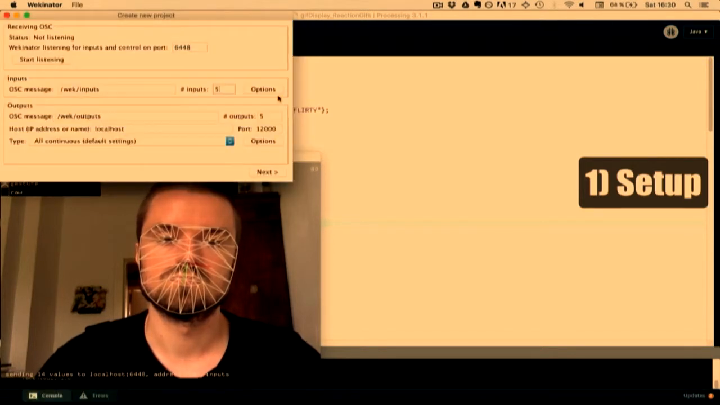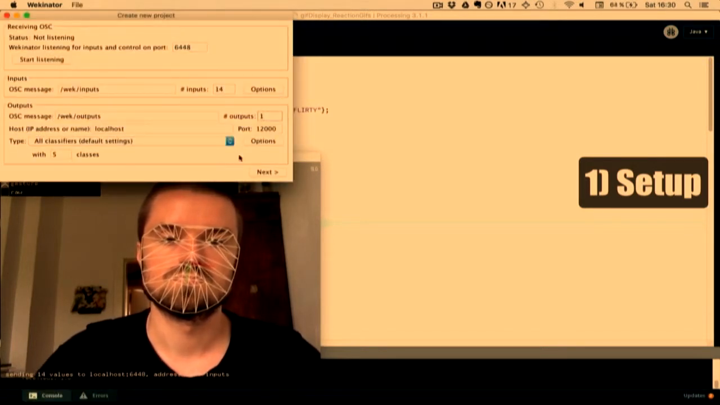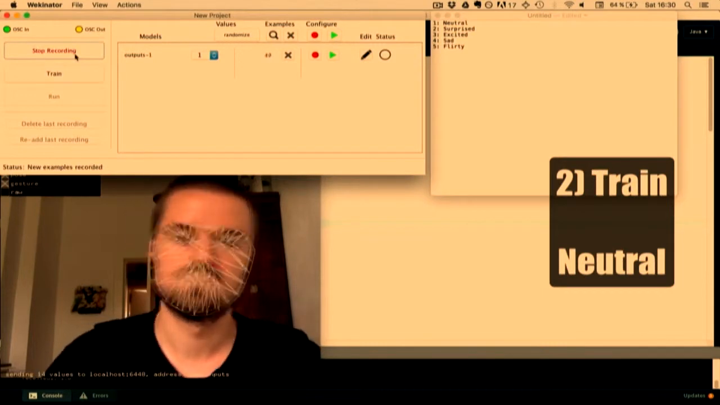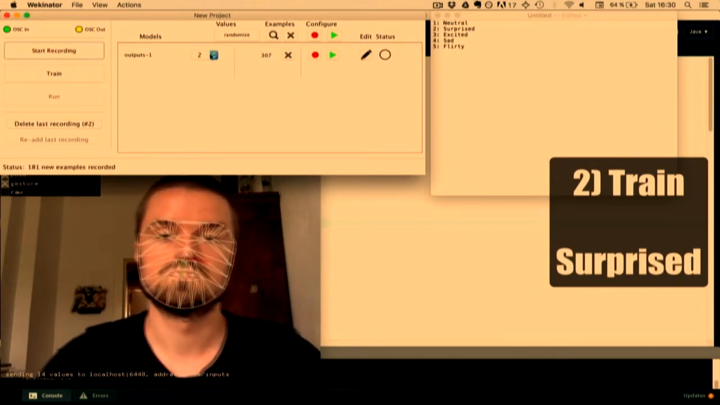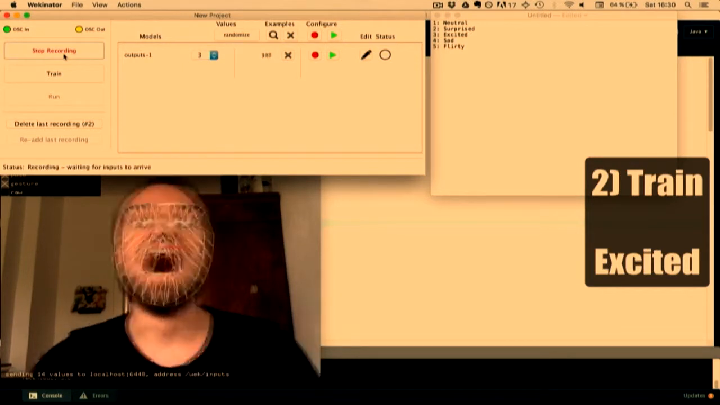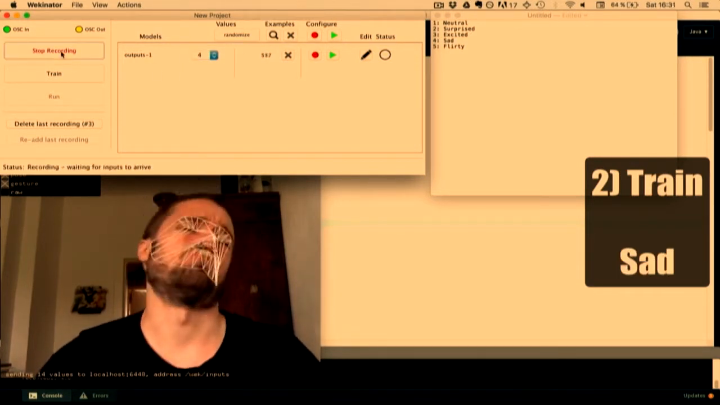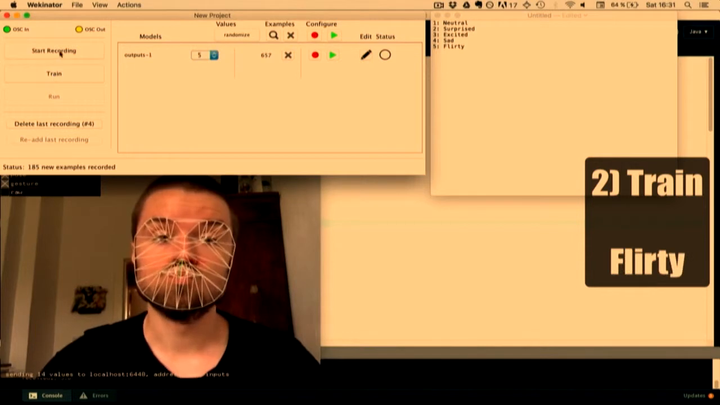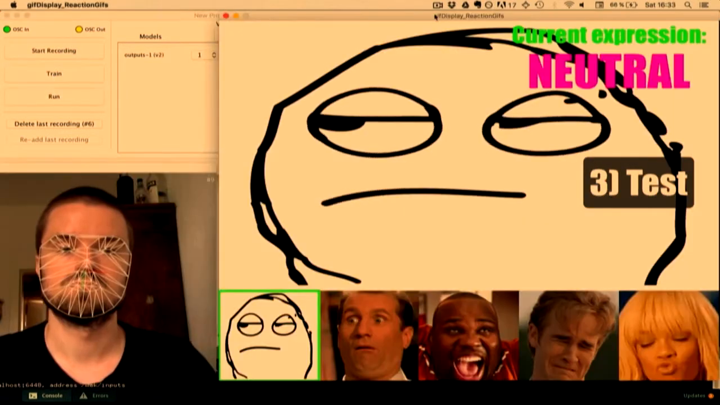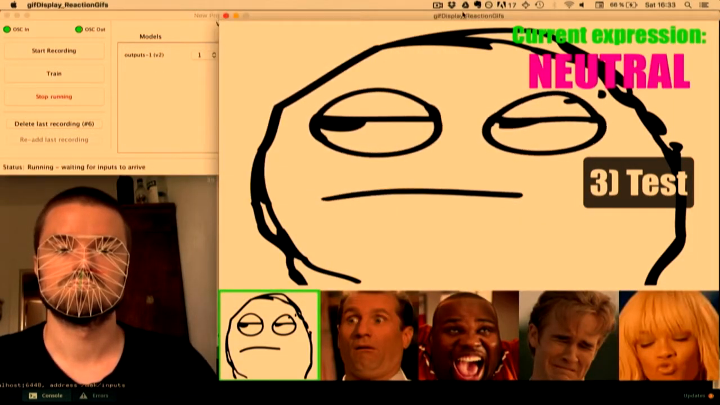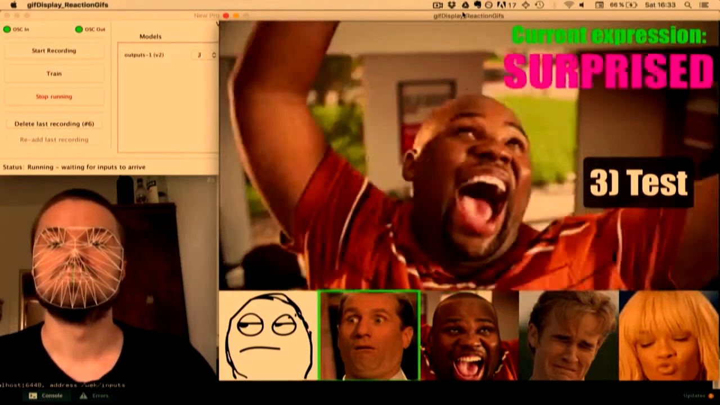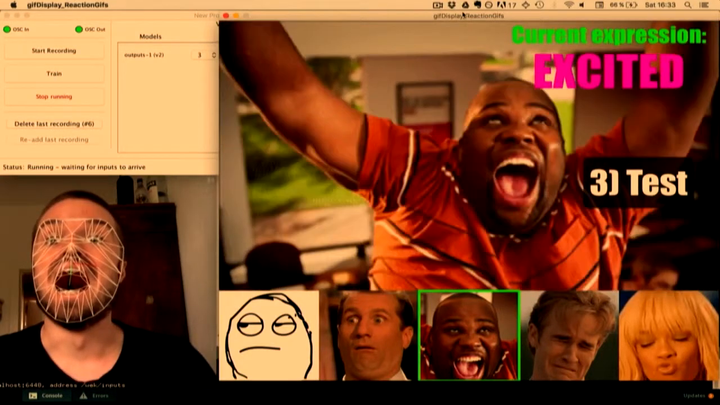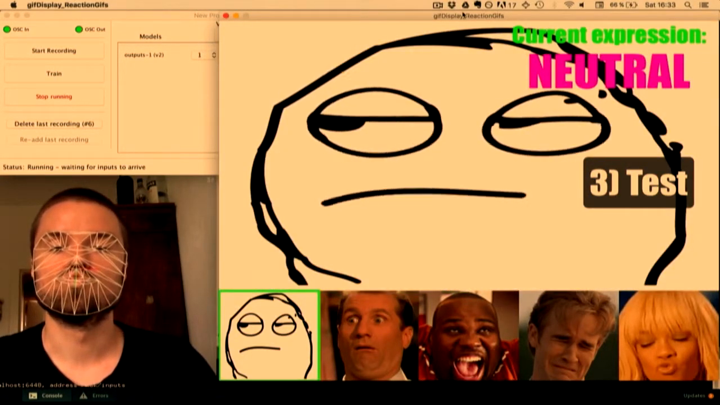I again send raw streams of data to an algorithm, and then I teach it what I mean by being neutral, having a neutral facial expression, a surprised facial expression, an excited facial expression, a sad one, and a flirty one where I do a kissing mouth. And then I try to test it out. And it's pretty good at the first couple of expressions, the neutral, the surprised, and the really excited one. But as soon as I start being flirty, it doesn't really pick it up.